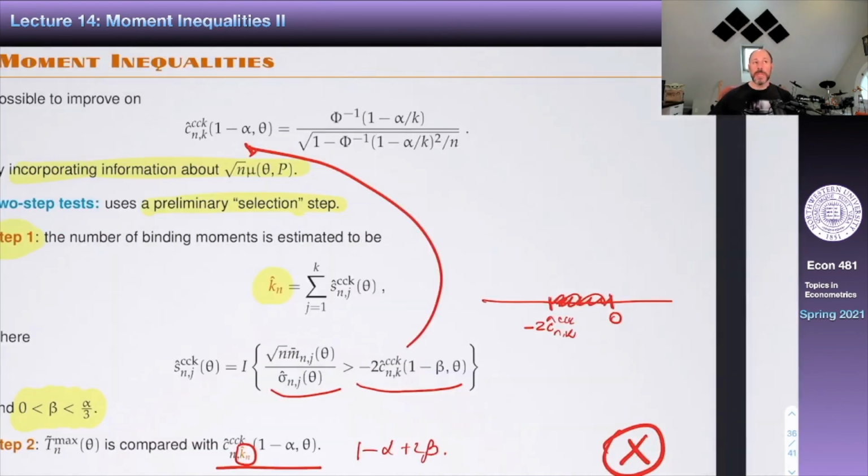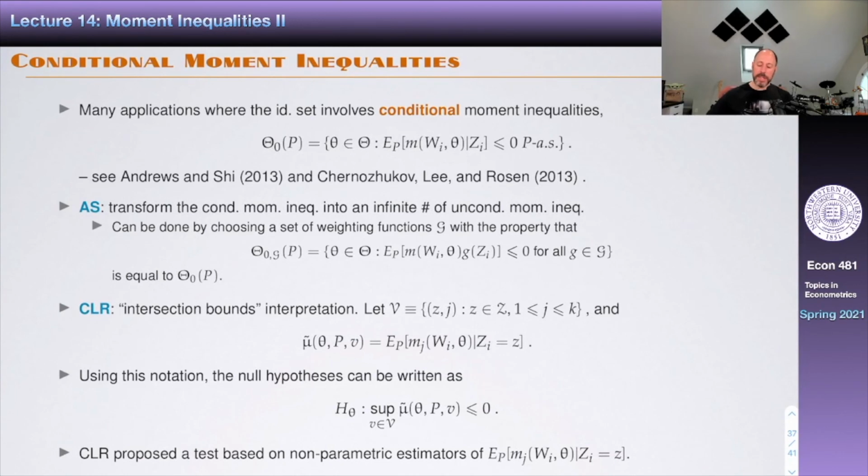Now, this is the first extension. The second is not an extension. It's a slightly different problem, which is conditional moment inequalities. Here in this slide, I'm just going to give you references. There are two main papers in this: the paper by Andrews and Shi, and the one by Chernozhukov, Lee, and Rosen.